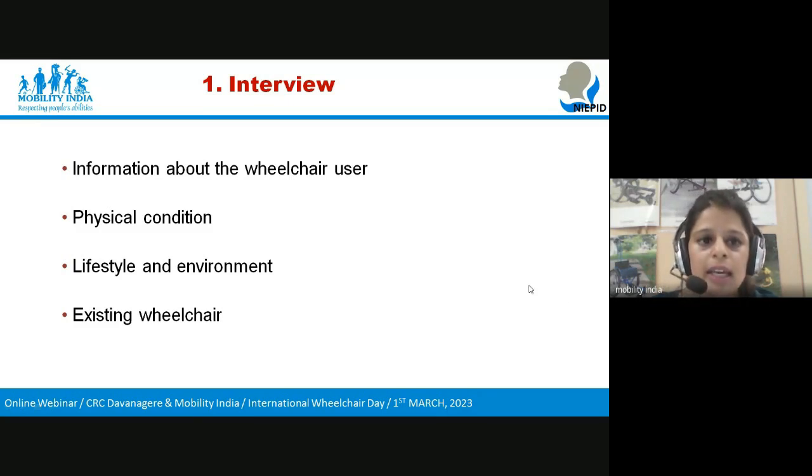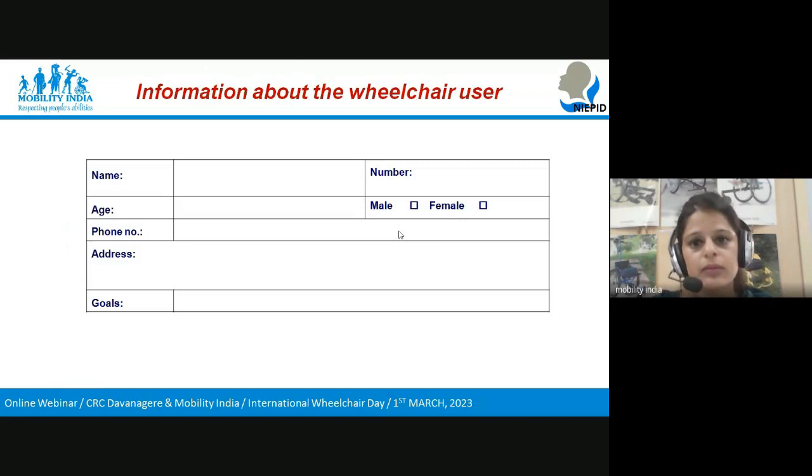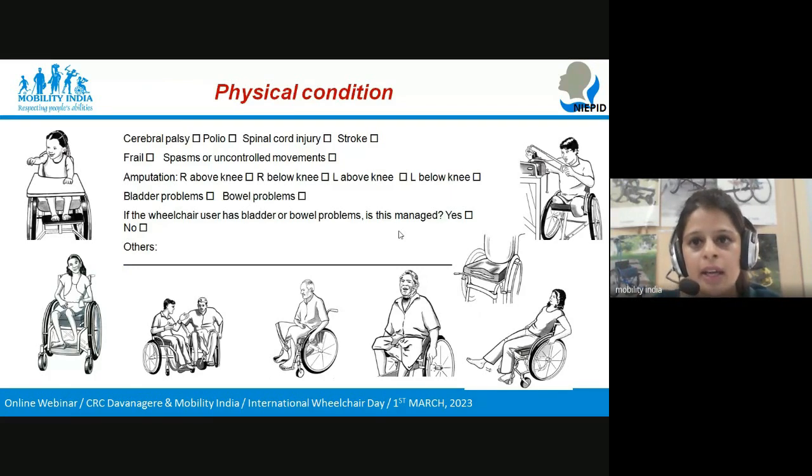you will be collecting the basic information of the user, setting up the goal, understanding the physical condition of the user, understanding their lifestyle and environment, indoor or outdoor, and you're also finding out whether the user is using an existing wheelchair. So basic information you will be collecting from the user, and setting up goals so that wheelchair users can be maintained healthy and with maximum participation in the community.